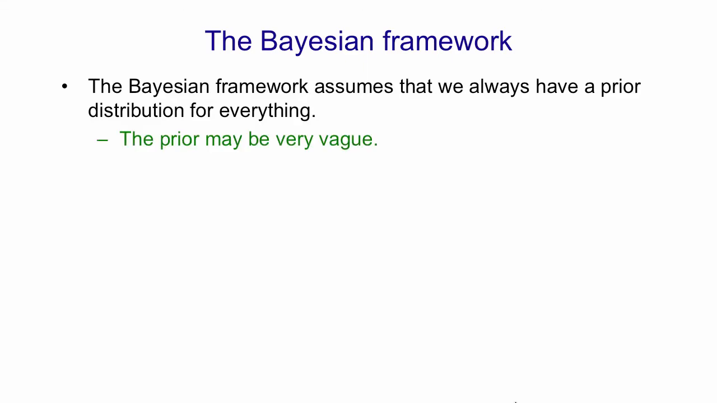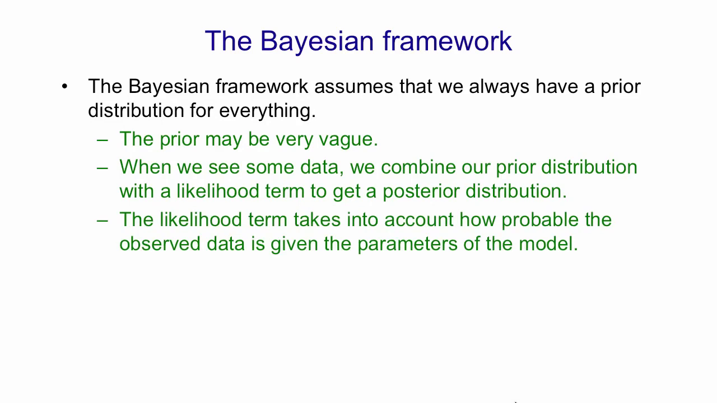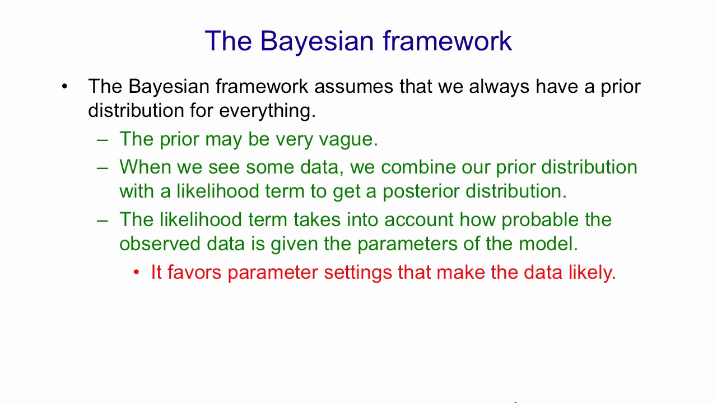The prior might be very vague. So what's happening is, our data gives us a likelihood term, we combine it with our prior, and then we get a posterior. The likelihood term favours settings of our parameters that make the data more likely.